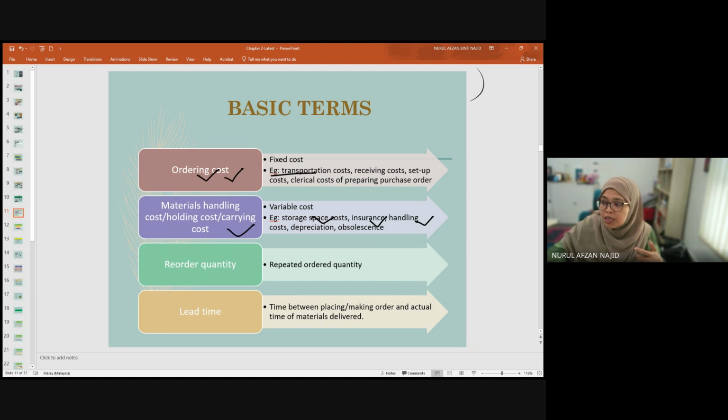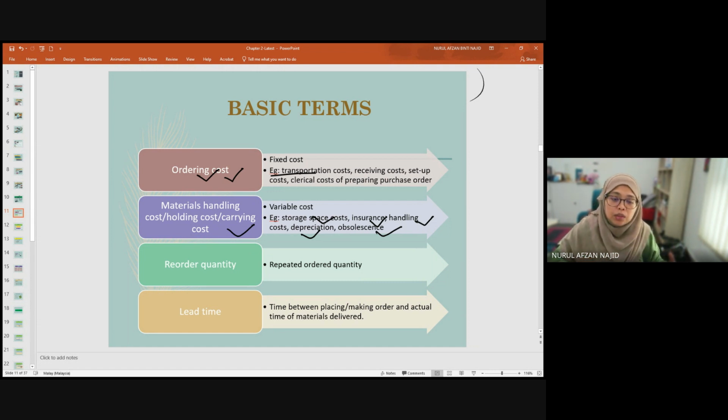Lepas tu depreciation, kenapa kena ada depreciation? Sebab tadi kita ada bangunan, dalam store ada furniture, ada rak-rak yang kita letak all the material and so on. Okay, obsolescence, mungkin masa kita tengah angkat-angkat barang tu, masa tengah handle, masa tengah susun barang tu, ada yang terpecah, ada yang terkoyak and so on.